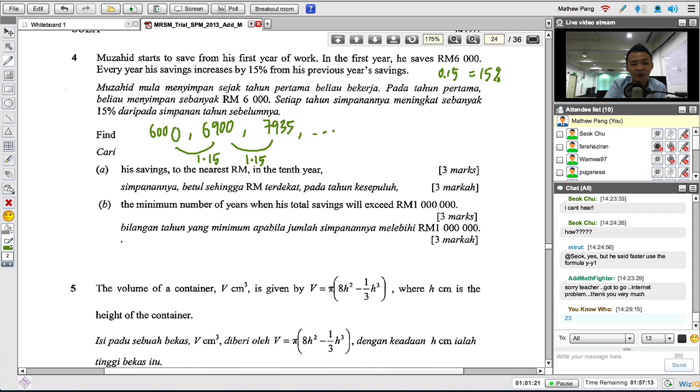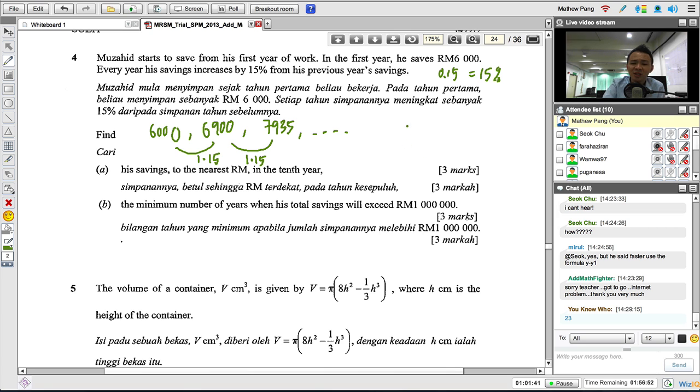And continue. Why do I need to plus 1 over here? Because plus 1 means I include the previous year's saving also. The previous year is 6,000, and you increase another 900, so 6,900. Then use this amount, multiply by 1.15, and continue.